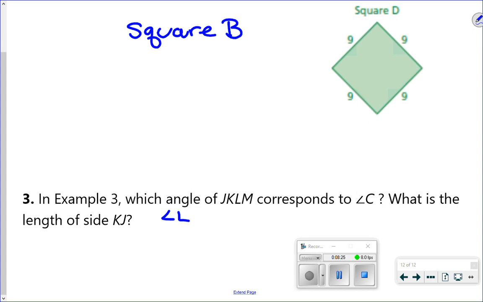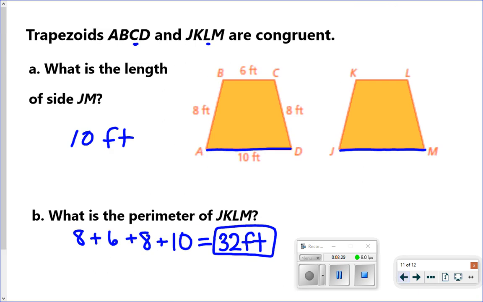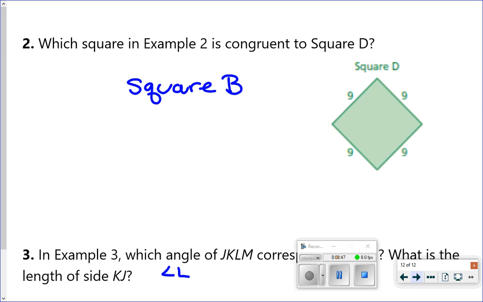And then what is the length of side KJ? Again, I have to go back and look at this last one. So JK or KJ is over here on the side. I'll switch colors. Here's KJ. We look at the corresponding side, which is AB, and that tells us that that missing side is 8 feet long.